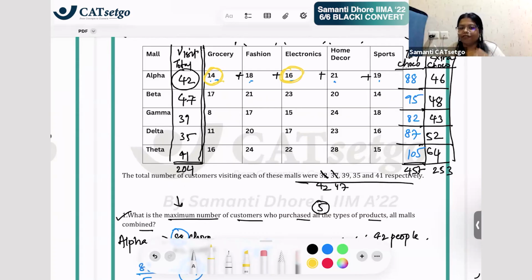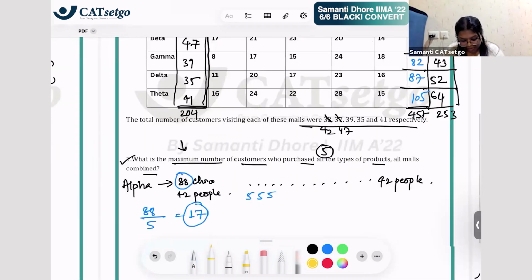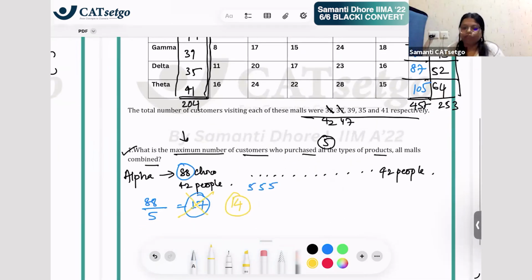From 15 people onwards, maybe you give them 5 chocolates, but they'll have 2 home decor chocolates because those are left, or 2 sports chocolates because those are left. That doesn't count, right? So my constraint here is, even though mathematically 17 is coming, my actual constraint is I can give only 14 people 5 different chocolates, right? So my actual answer is not 17, it is 14.